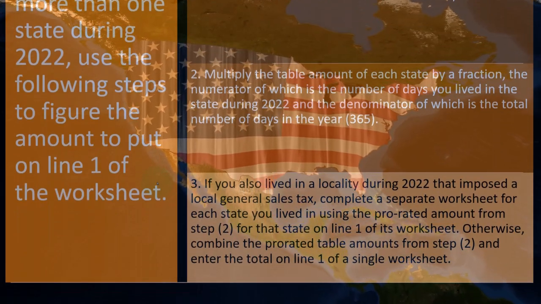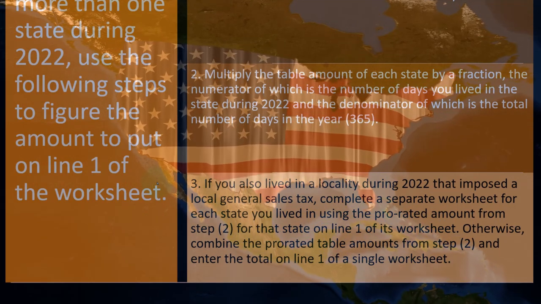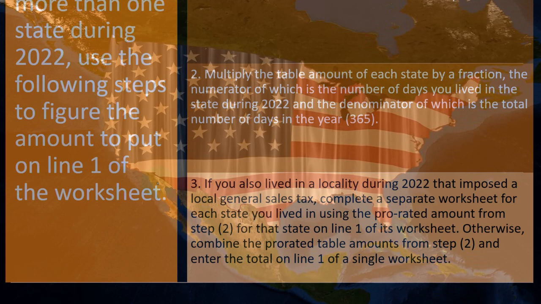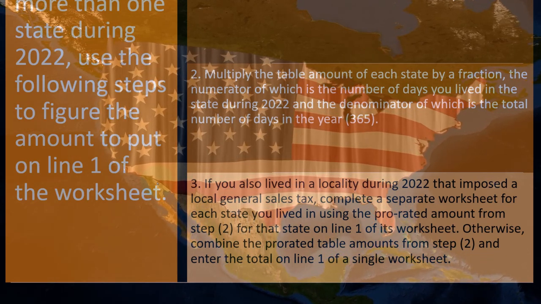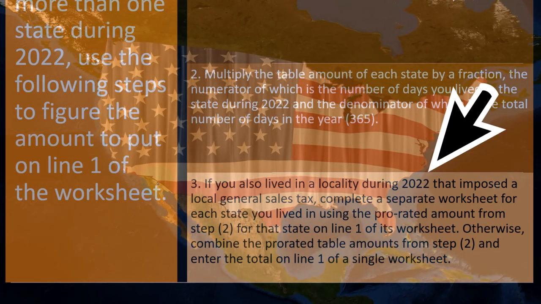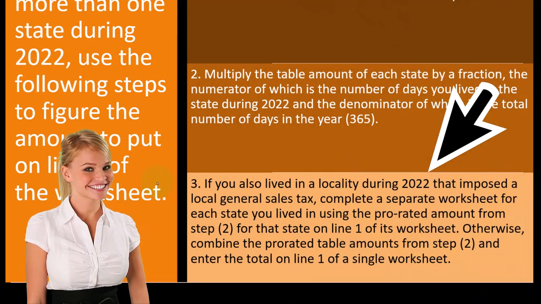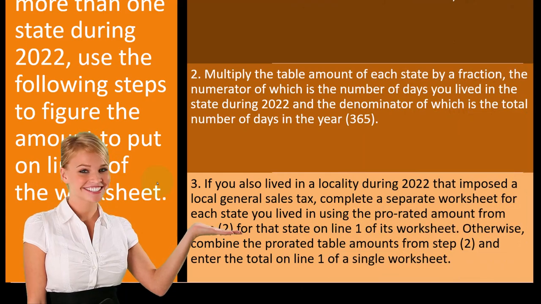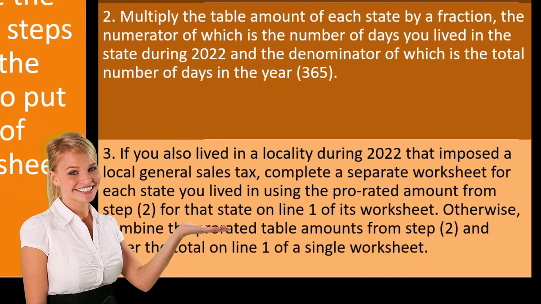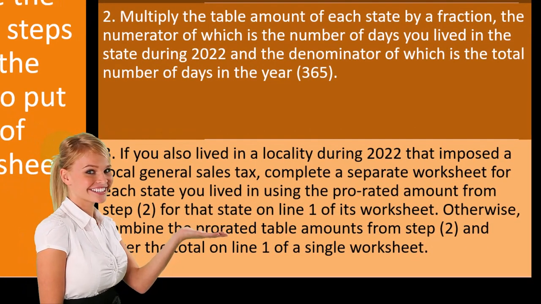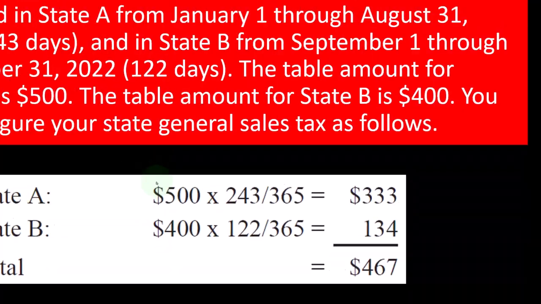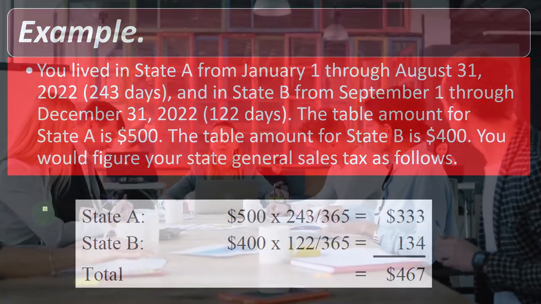So three, if you also lived in a locality during 2022 that imposed a local general sales tax, complete a separate worksheet for each state you lived in using the prorated amount from step two for that state on line one of its worksheet. Otherwise, combine the prorated table amounts from step two and enter the total on line one of a single worksheet. Now, obviously, good software could help you out with these kinds of situations oftentimes. Let's look at an example.